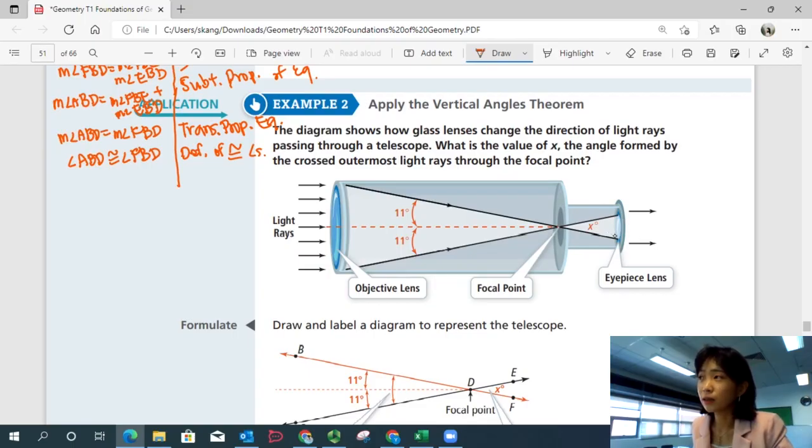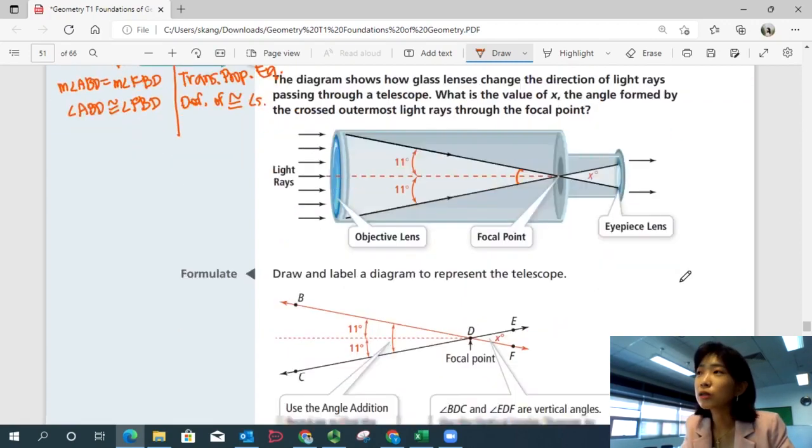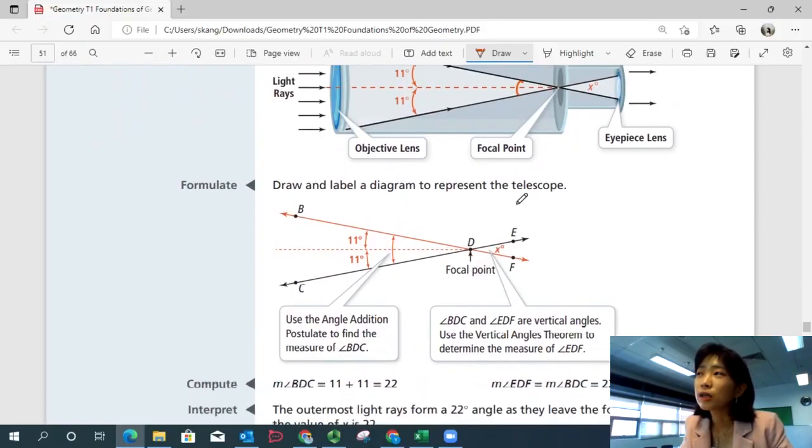So we want to figure out the x, which will be the vertical angle to this angle, which will be the addition of these two angles. So just by looking at it, you can figure it out, right? It's going to be 11 plus 11, 22. But can you reason that out? You can draw and label a diagram to represent a telescope. How do you know they're vertical angles? How do you reason that out?